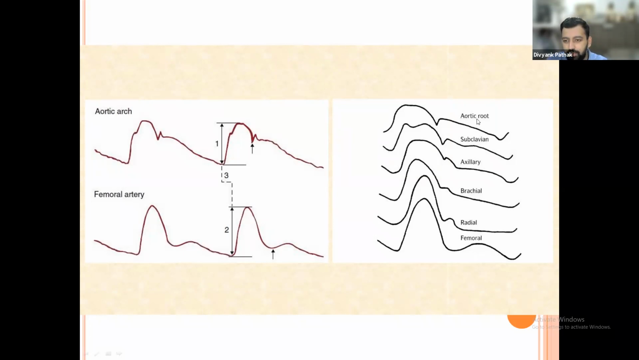Now see, from the aortic root to the subclavian artery, axillary artery, brachial artery, radial artery, femoral artery, the dicrotic notch is moving forward. The peak of systole is going upward. The slope of the diastole is getting steeper. This is the characteristic feature we use. We should know the difference when we measure an arterial waveform close to the heart or away from the heart.